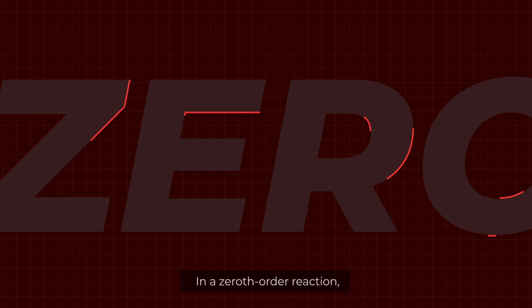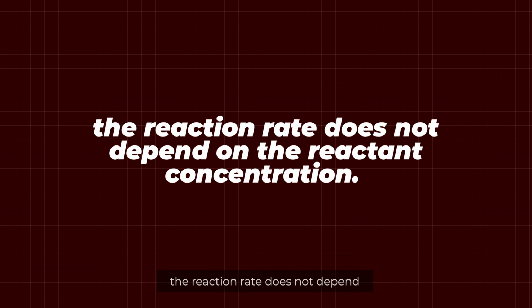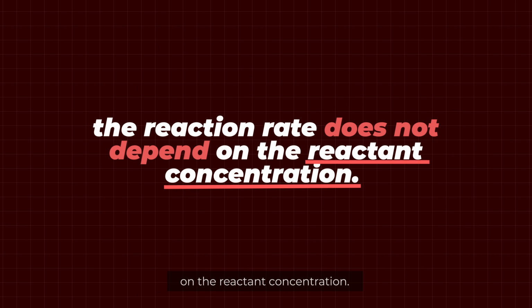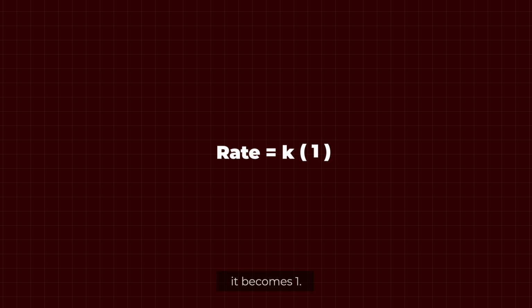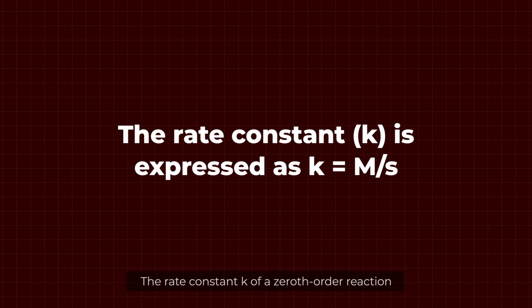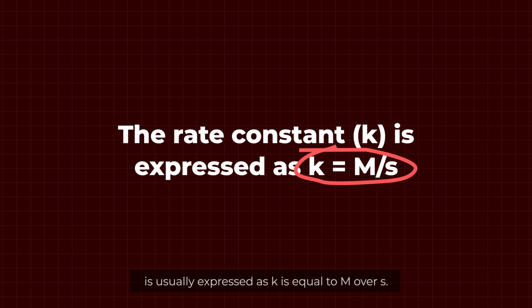In a 0th order reaction, the reaction rate does not depend on the reactant concentration. The rate law for a 0th order reaction is expressed as rate is equal to k, since if you raise the concentration of the reactant by 0, it becomes 1. Rate constant k multiplied by 1 is still k, hence rate is equal to k. The rate constant k of a 0th order reaction is usually expressed as k is equal to M over s.